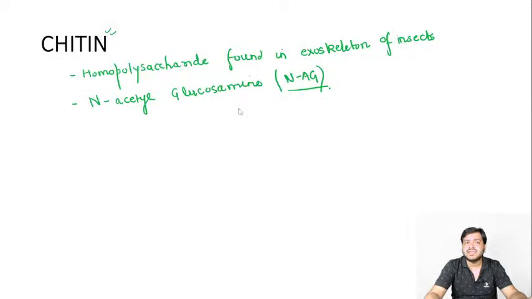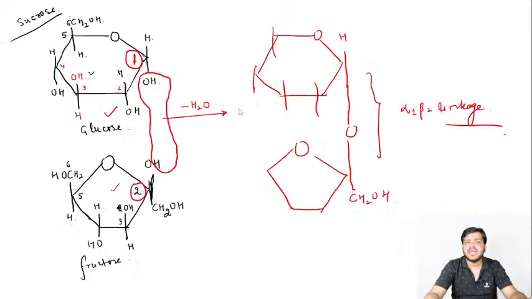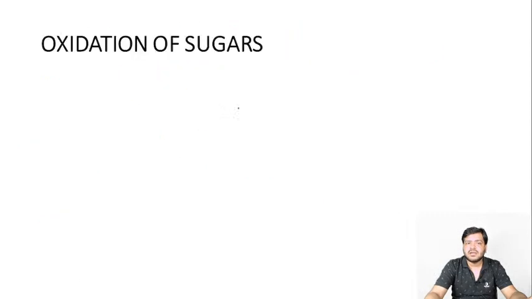We have discussed inulin, chitin, cellulose, starch, glycogen, polysaccharides, trehalose, structure of sucrose, done. So I hope till now everything is clear. Now we will start with the oxidation of sugars. I hope till now everything is clear to each and everyone. Give a thumbs up so that I know you are all getting things clear.